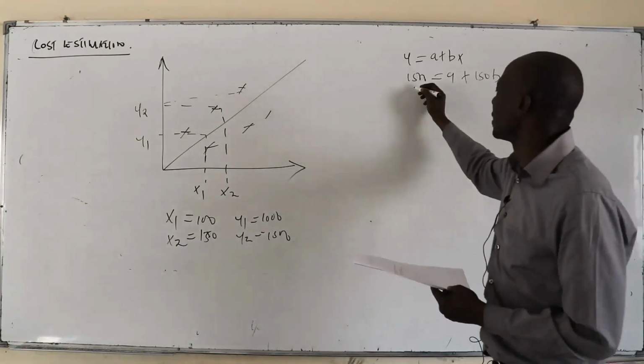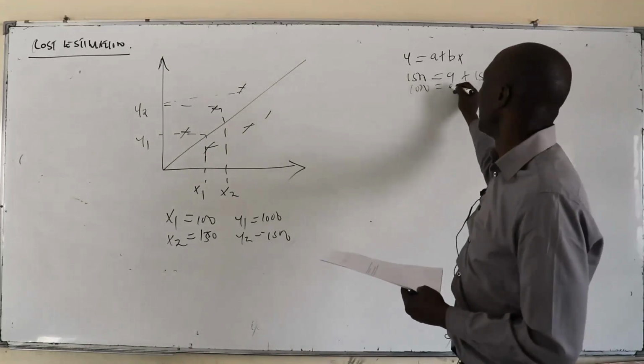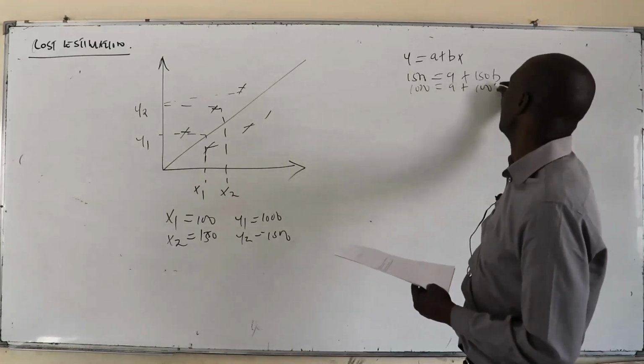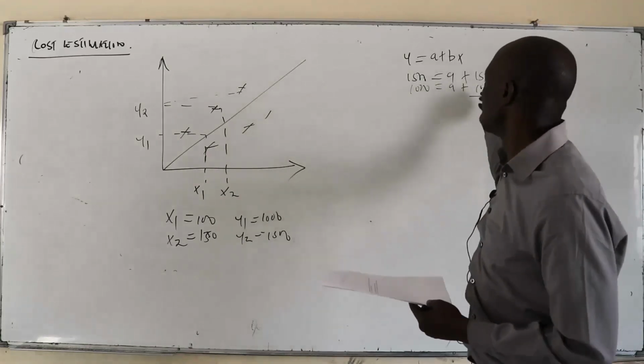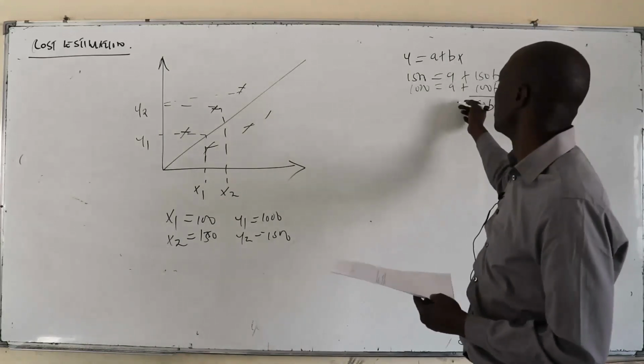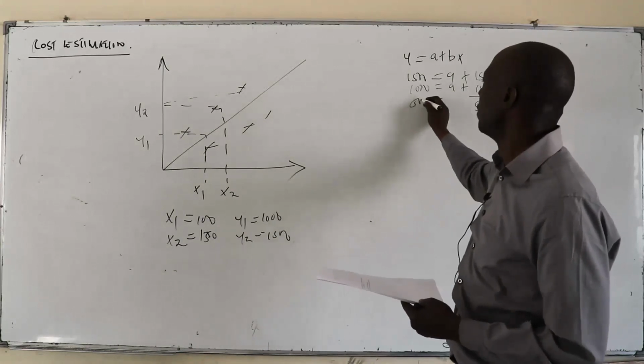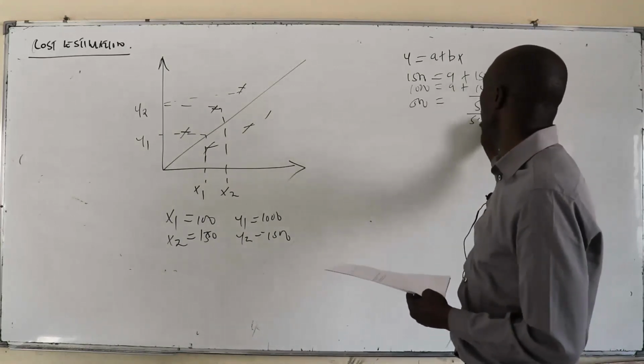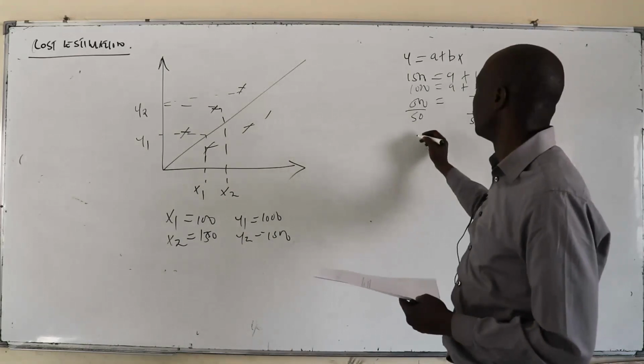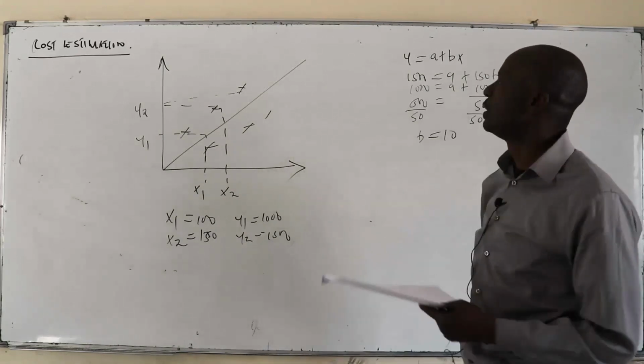Then you pick this, 1,000, which is a plus 100b. So you use elimination. This one is 50b. This one, a, has eliminated itself. So this one is how much? 500. So b, you divide both sides by 50, so b is equals to 10.